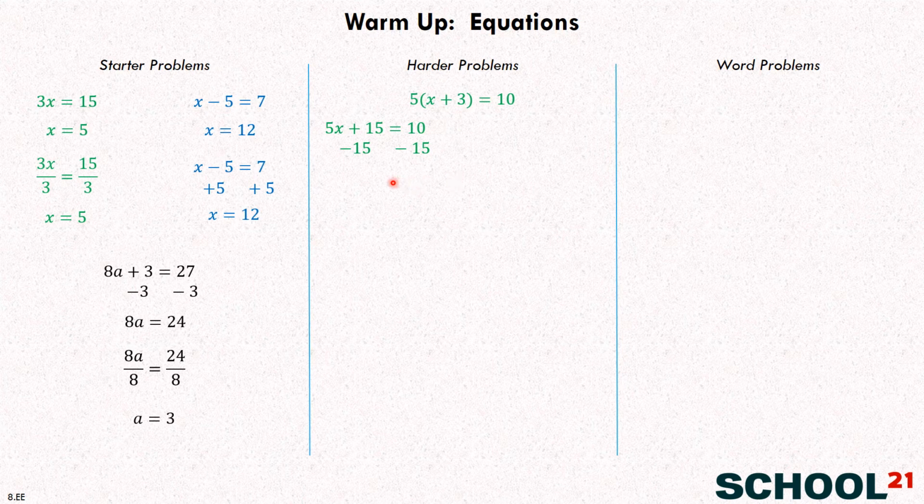And then, of course, now you have a problem that looks very similar to this over here. You have something multiplying by a variable plus something else. So the first step we can do is subtract 15 from both sides. What would that leave on the left-hand side?